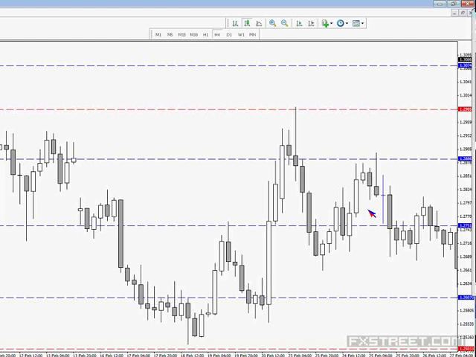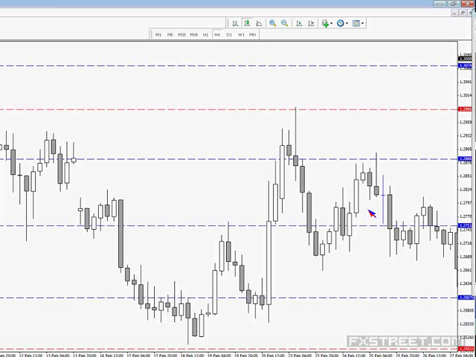Eric says, do these work on any time frame? Absolutely. Yeah, any time frame will work. Again, I think the most reliable thing is to move one time frame higher to draw your zones.